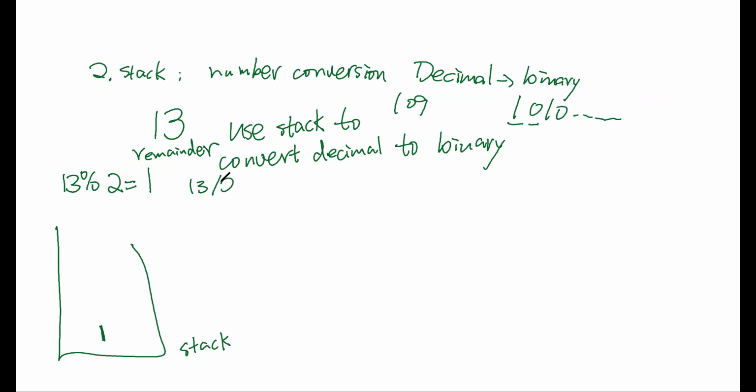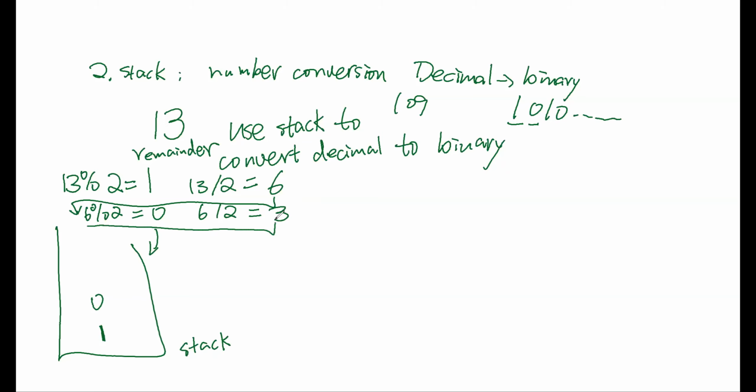And then for 13, you divide by 2 and take its integer part, so we are going to decrease the number. And then you use 6 modulo 2. What do we get? We get 0. Then you push this 0 onto the stack. Then you divide 6 by 2 in integer division, and we get 3. Then you use 3 modulo 2. The remainder, we get 1. And 3 divided by 2, what do we get? We get 1, with integer division.